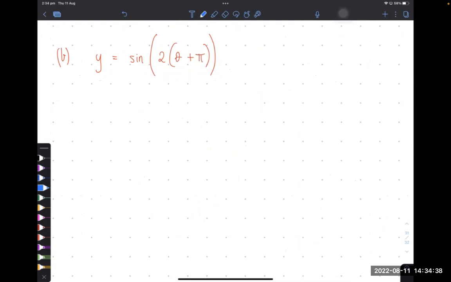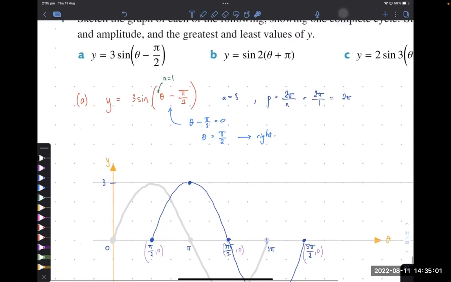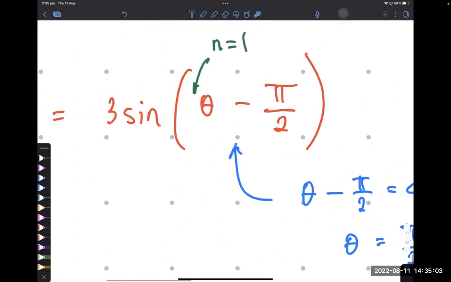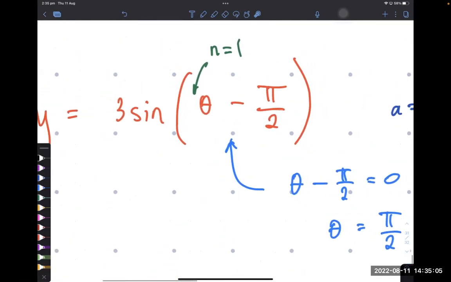Would you like to try this? Yes? Sorry? Which N? Isn't that your N? The N is directly next to your variable on the inside of the bracket. Was there an N? An invisible 1.